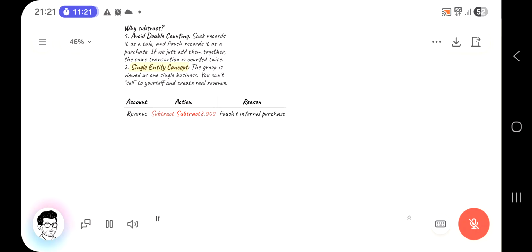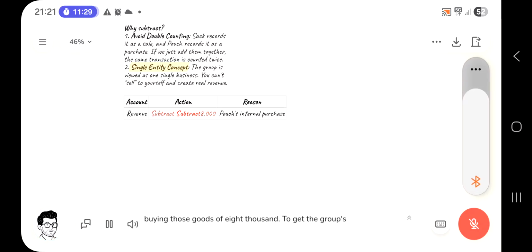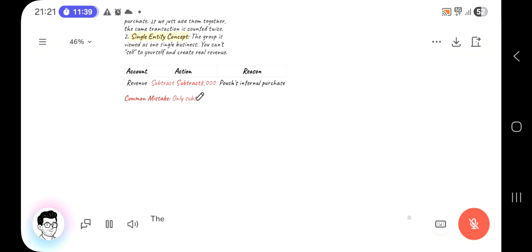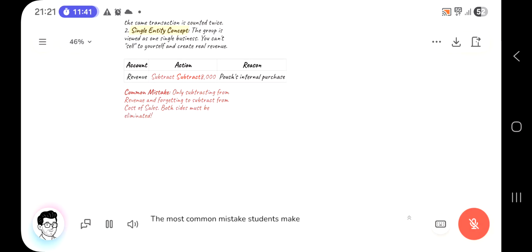If SAC reports revenue of $8,000, Pouch reports a cost of buying those goods of $8,000. To get the group's real profit, we have to strip that $8,000 out of both categories so they cancel each other out. The most common mistake students make is just hitting the revenue side and forgetting the cost side. You gotta do both. Ready to see the next layer where it gets a bit more technical?